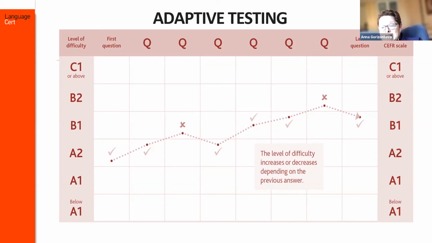But what is happening? When you sit an adaptive test, you are first given a task from the middle or lower middle part of the Common European Framework, like in this example, it is A2. You get it right, you are given a higher level task. You get it right again. Higher, then you make a mistake. You go somewhat lower, and at the end of the day, the system identifies your level. And this is very reliable.